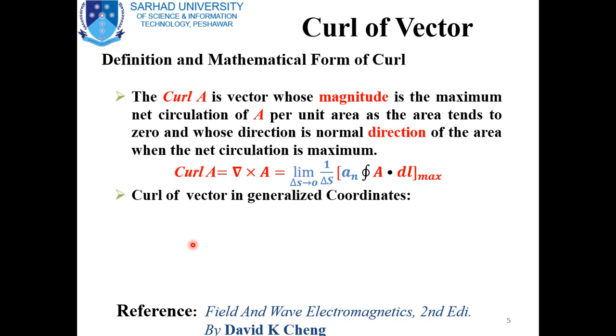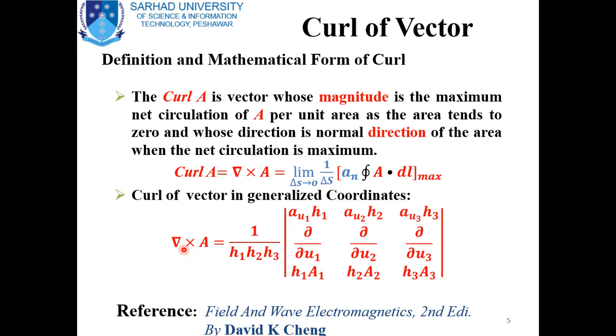And in generalized coordinates, the curl of a vector can be written in the matrix form. So curl, del cross A, is equal to 1 divided by the metric coefficients h1, h2, h3, times a 3 by 3 determinant, in which the first row will contain the generalized base unit vectors along with the metric coefficients.